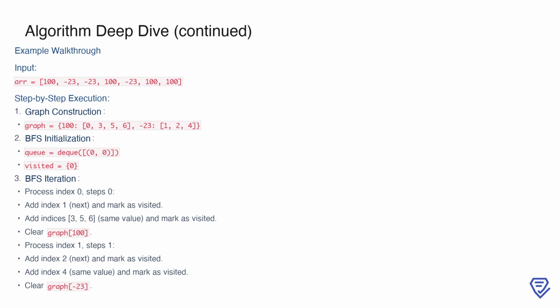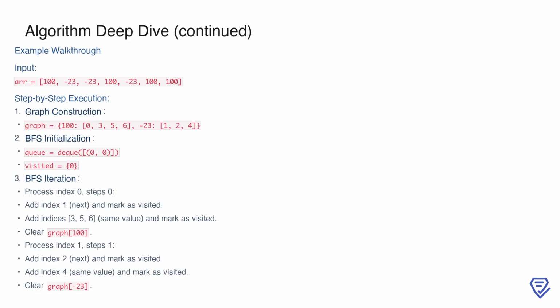Next, we initialize the BFS with the queue containing (0, 0), representing the starting index and 0 steps. The visited set initially contains only the first index, 0. During the first BFS iteration, we process index 0 with 0 steps. From here, we add the next index, which is 1, to the queue and mark it as visited.